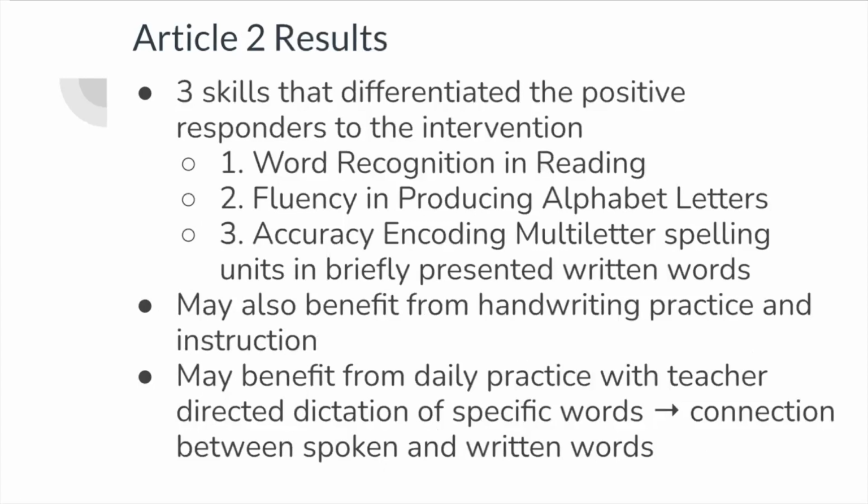The Article 2 results showed that the 3 skills which differentiated the positive responders to the intervention were word recognition in reading, fluency in producing alphabet letters, and accuracy in coding multi-letter spelling units in briefly presented written words. It also found that students may benefit from handwriting practice and instruction, and the students also may benefit from daily practice with teacher-directed dictation of the specific words, which shows a connection between spoken and written words.